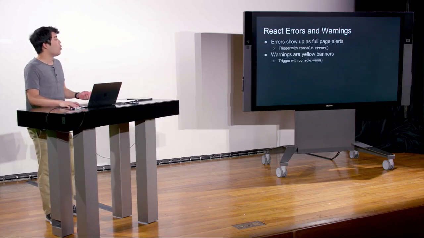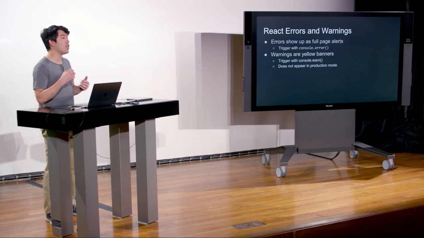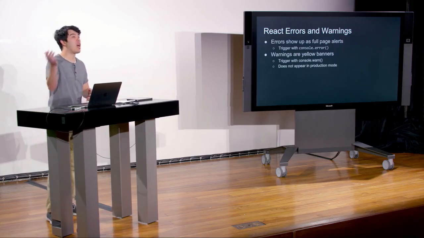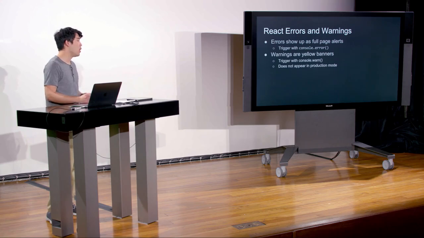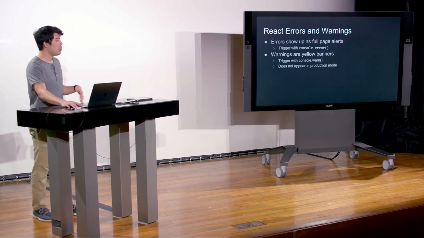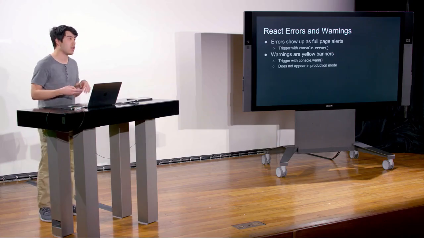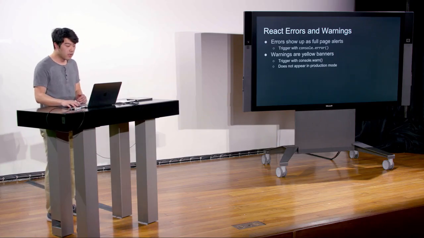The caveat with these warnings is that they don't appear in production mode. So if you have warnings and you go ahead and deploy your app to the App Store running in production mode, those warnings will not appear. So this is not necessarily super useful. What's a better way to debug rather than leaving console.logs or console.errors or console.warns?